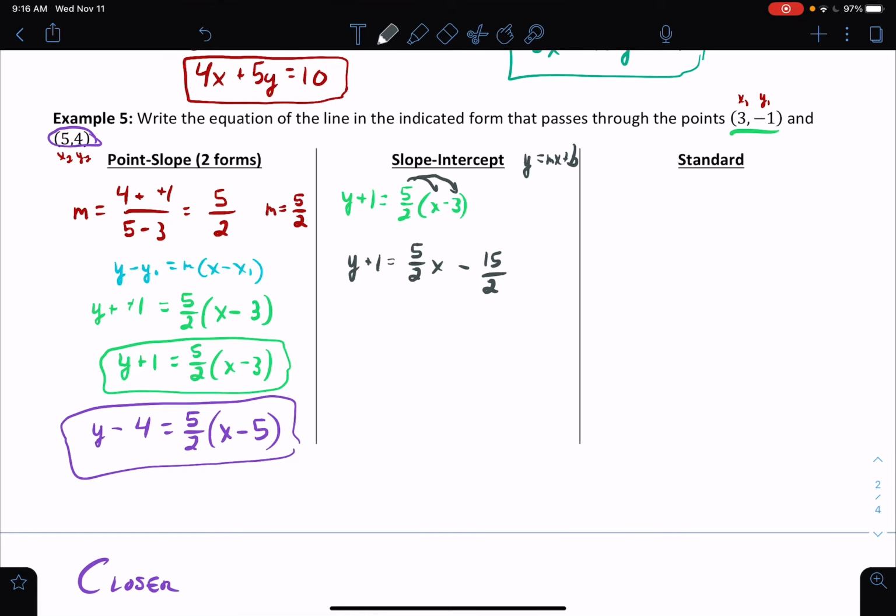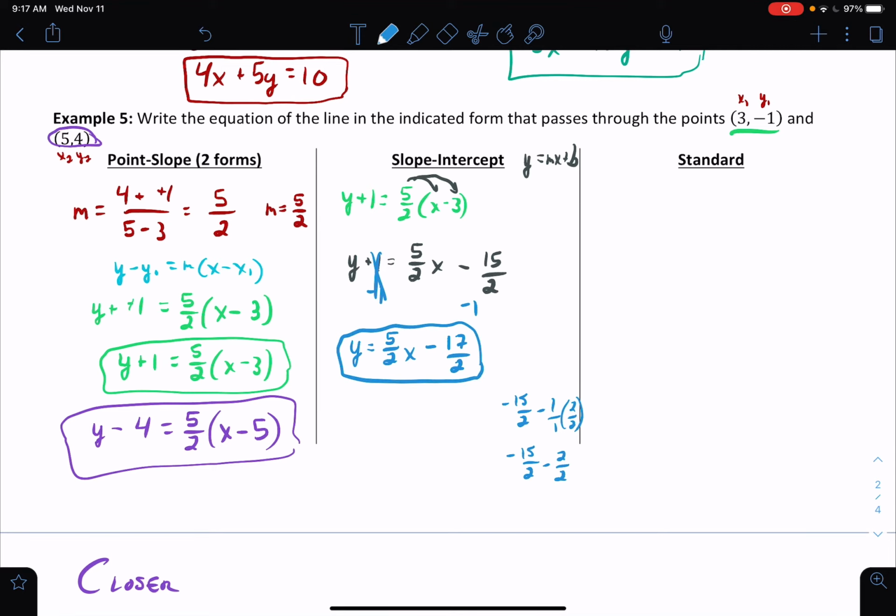And then all I need to do from this step is subtract 1 from both sides. So I'll get y equals 5 halves x. And then if I subtract 1, -15 over 2 minus 1 over 1, I need my like denominator. So it'll be -15 over 2 minus 2 over 2, which is going to be minus 17 halves.